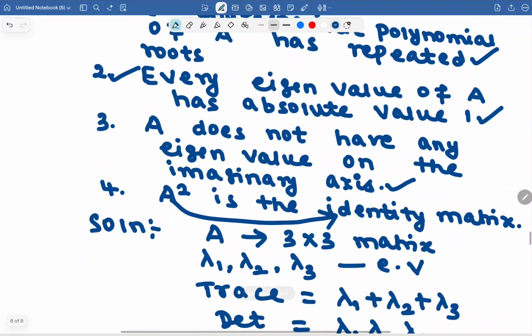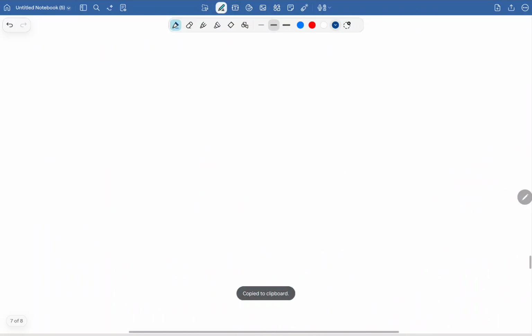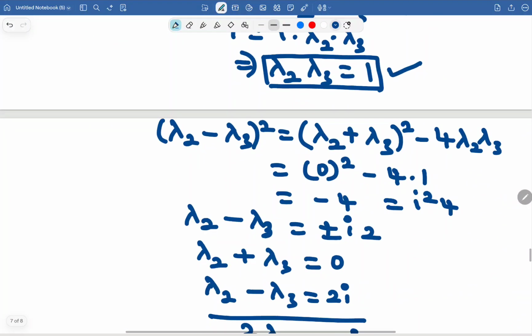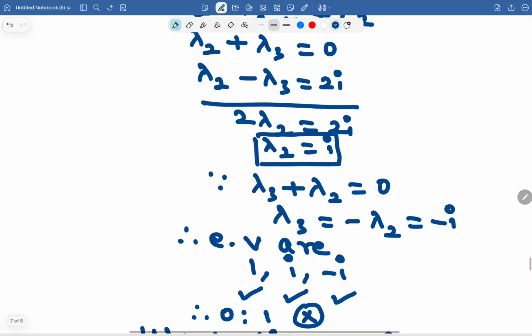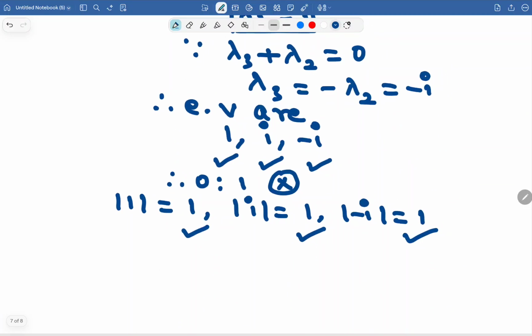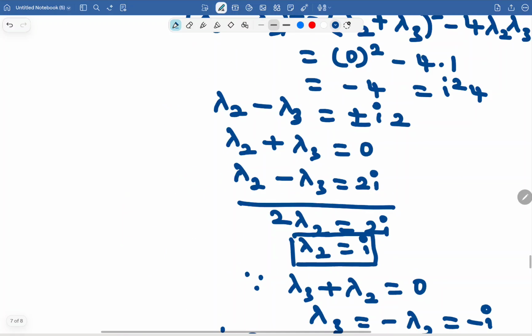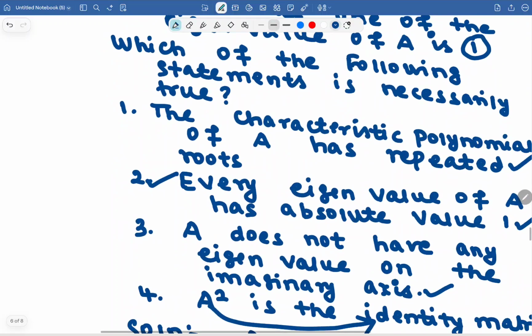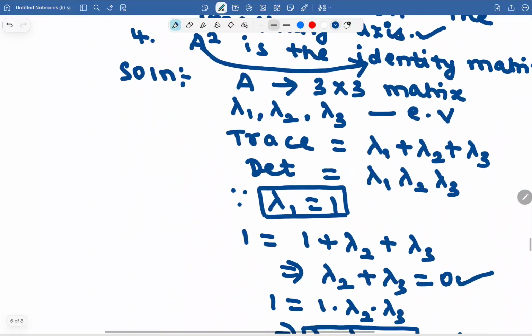I am also going to check the third one. A does not have any eigenvalue on the imaginary axis, but we are getting plus i and minus i. Out of the three values, i and minus i appear, which are imaginary values. The third option is the wrong option. The first one is already wrong, the third one is wrong.